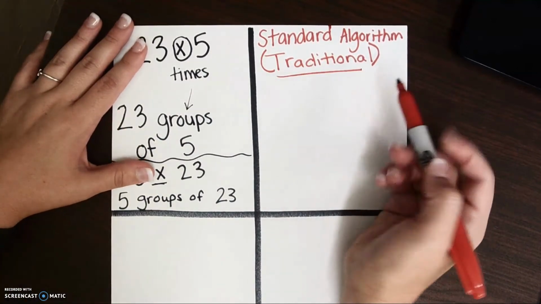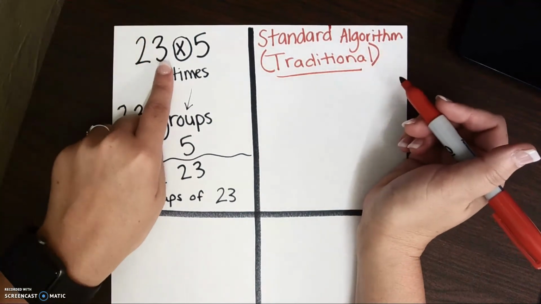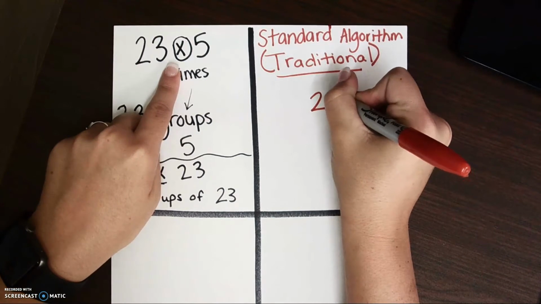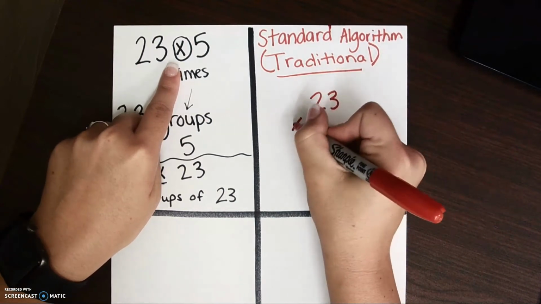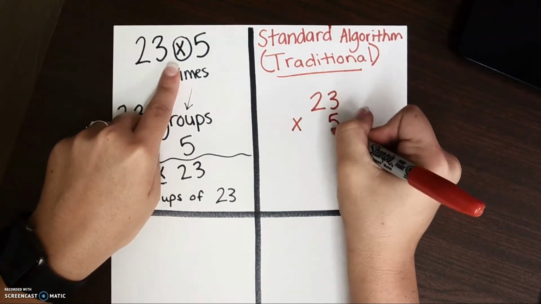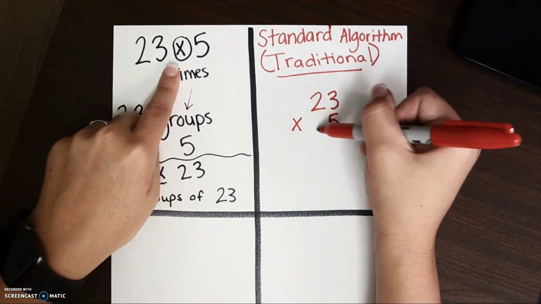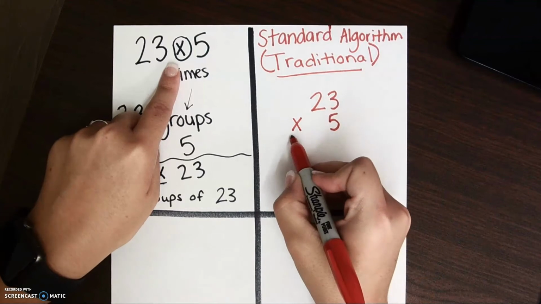But the traditional way to multiply, and I'm going to use this problem from over here, we're going to set it up going up and down, which is vertically. So we're going to line up our numbers. Our ones places are lined up and our tens are lined up. I don't have a tens place here, so I just don't write anything.